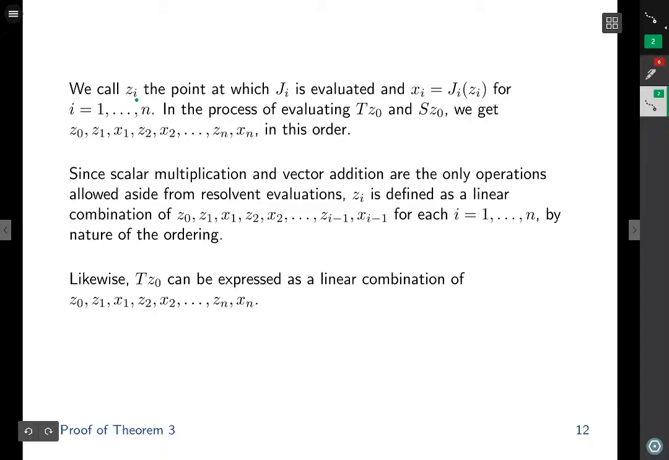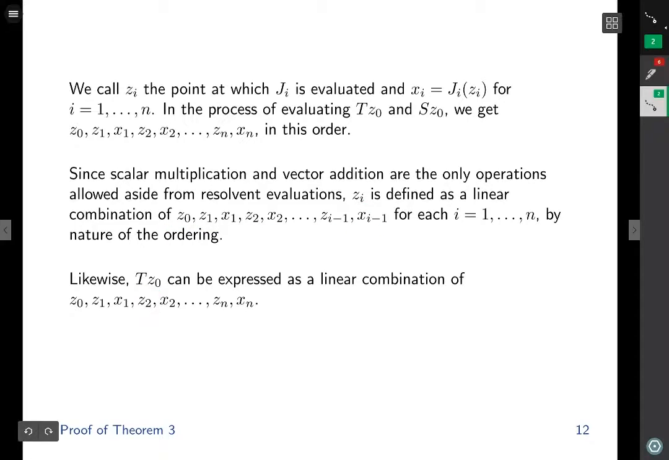We call zi the point at which Ji, the resolvent, is evaluated, and we call xi the output of this resolvent evaluation. In the process of evaluating T and S at any input z0, we get z0, z1, x1, z2, x2, and up to zn, xn in this order. Since scalar multiplication and vector addition are the only operations allowed aside from resolvent evaluations, each zi is defined as a linear combination of all the previous information.